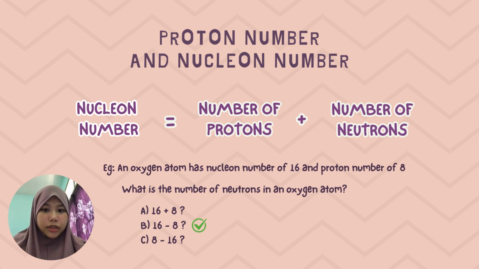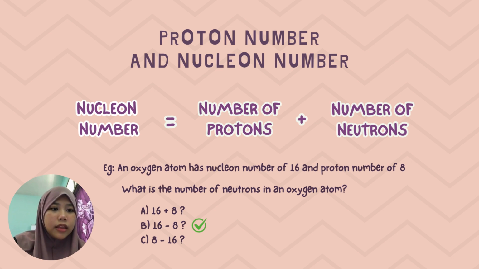Now I will explain to you the proton number and nuclear number. What is the nuclear number? Nuclear number is also known as the mass number, which is the total number of protons and neutrons in the nucleus of the atom. How about the number of protons? The number of protons is also known as the atomic number, which tells you how many protons are in the atom. So I will give you an example of how we can use the formula.